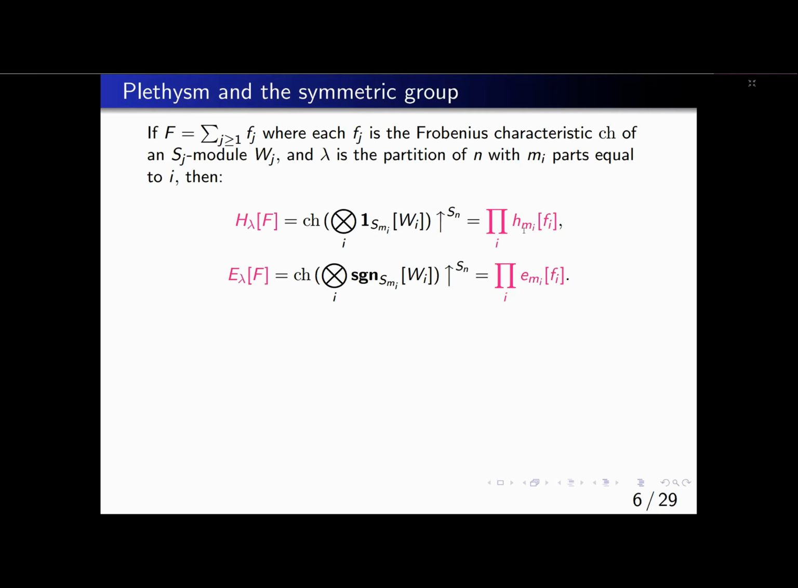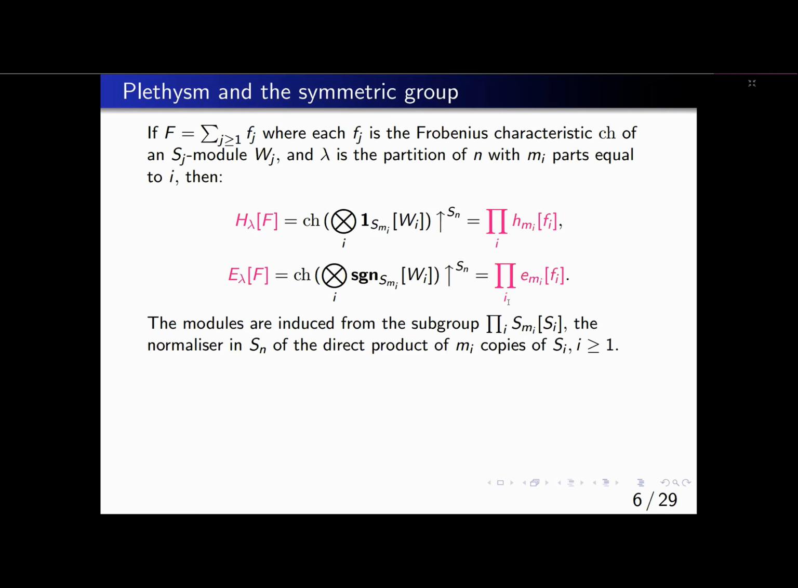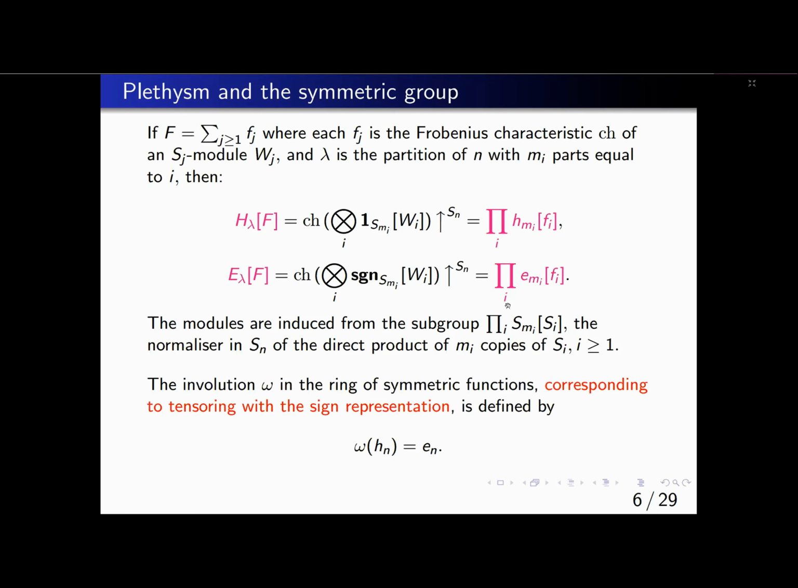You compute it as a product of the plethysm of h subscript m_i, where m_i is the degree, and f_i, where i is the degree of the symmetric function f_i. So, for people who've seen this sort of thing before, I'm just putting this up, but I'm not going to say a whole lot about it.